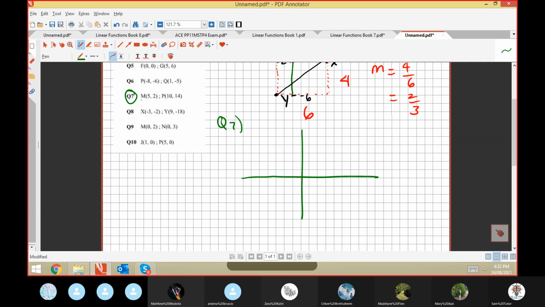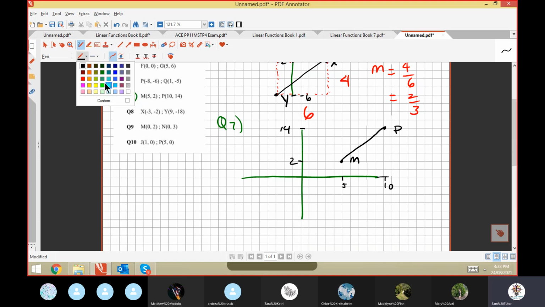Question 7. (5, 2) and... okay, let's draw it out again. X is 5. 1, 2, 3, 4, 5. And 2, 1, 2. There's my M. P is 10, 6, 7, 8, 9, 10, and 14. Well, we're not going to do it to scale, that's fine. We're just going to write 14 there. And that's P. And then we create a right angle triangle.